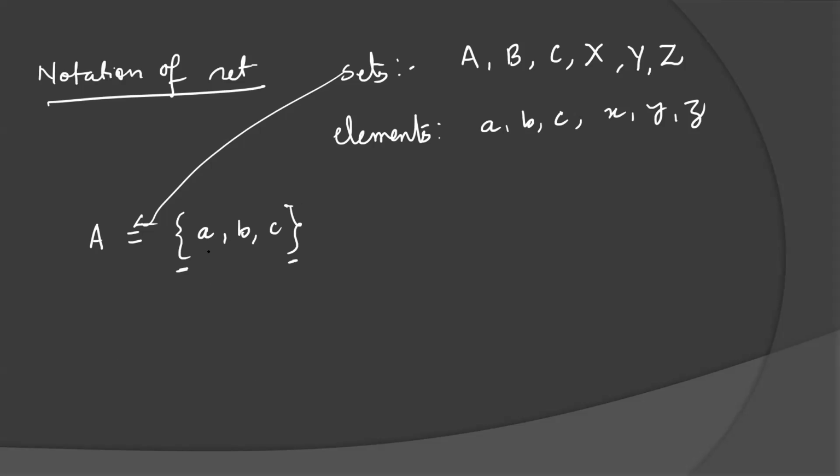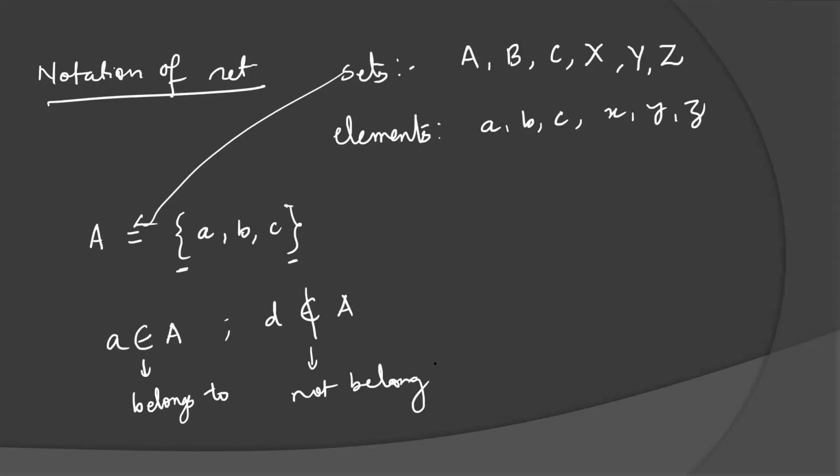If we want to write belongingness, a is an element of set A, so we will write a belongs to A. This symbol is called belongs to. But if we say d is not belonging to A, we write not belong. So the concept here is that we generally represent sets in capital notation and elements in small notation. If an element is belonging in a set, we use this notation. If it is not belonging, we use this notation.